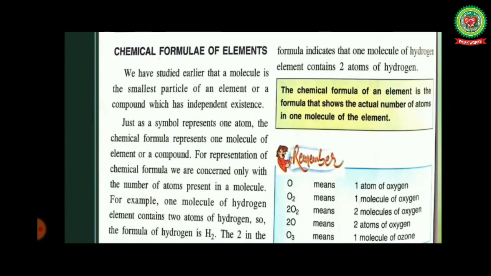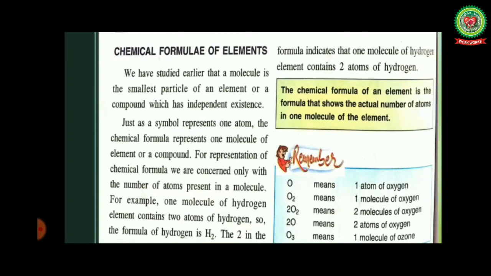Chemical formulae of elements. We have studied earlier that a molecule is the smallest particle of an element or a compound which has independent existence. That is, it can exist independently. Just as a symbol represents one atom, for example, for oxygen it is O, and O represents one atom of oxygen, the chemical formula represents one molecule of an element or a compound. For example, a molecule of oxygen is O2. It is the chemical formula for oxygen.